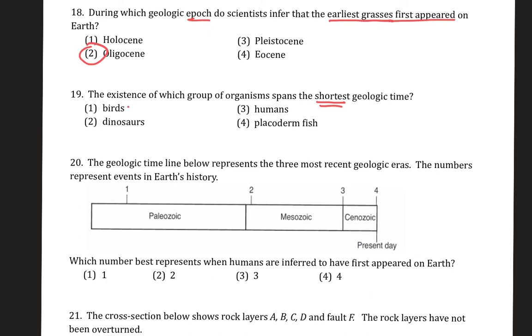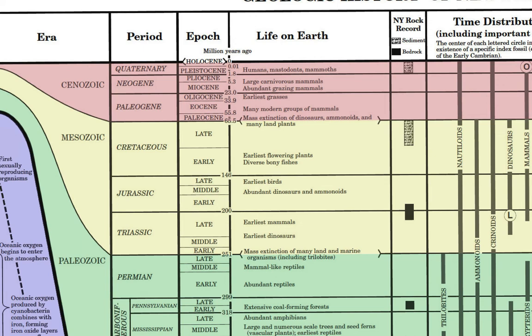So we're going to have to go through each of these and just figure out which one seems to have lived the shortest time period. All right. Okay. So first up is birds. Earliest birds were all the way back around 146, so that's probably maybe 150 million years ago. And birds still exist. So we know that that's a span of at least 150 million years.